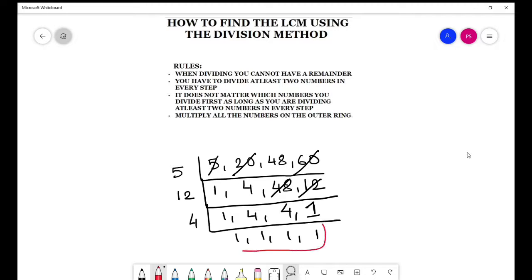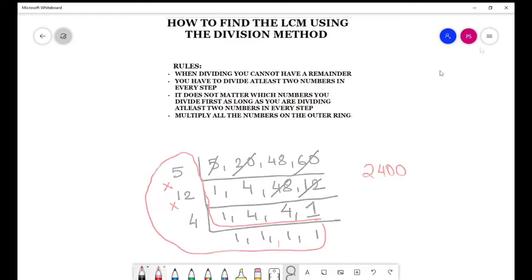So I have to take all the numbers in my outer ring and multiply them. 5 times 12 is 60, 60 times 4 is 240, and obviously if I multiply them with 1 times 1 times 1, I would still get 240.